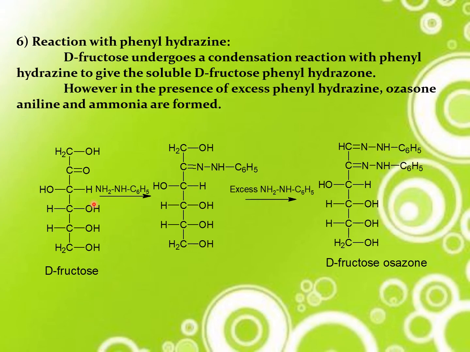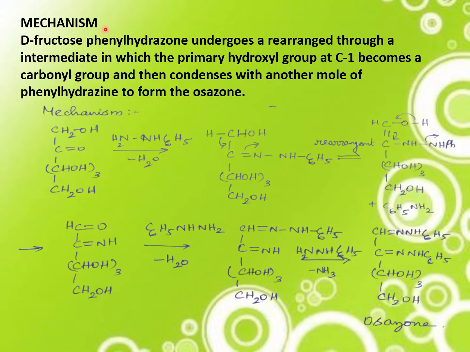In the first step, this NH2 hydrogen and this oxygen are removed as water molecule and the remaining NNHC6H5 is attached with this C double bond. Next, excess of phenylhydrazine will react with the product D-fructose phenylhydrazone to give osazone. For this, we have to discuss the mechanism. Now we will see the mechanism of D-fructose.